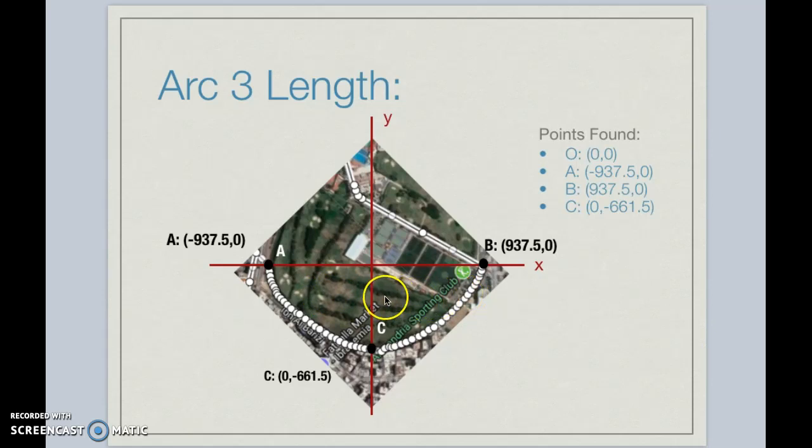And to find point C, I started off at point A, and using the ruler measurement tool on Google Maps, I went 975.5 feet to the right, towards the origin, and then continued the measurement downward until I reached the parabola. That gave me a total measurement of 1,637 feet, but because it accounted for the 975.5 feet from the horizontal measurement, I did 1,637 minus the 975.5 feet to get 661.5 for the vertical measurement.